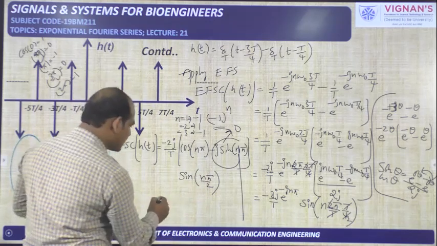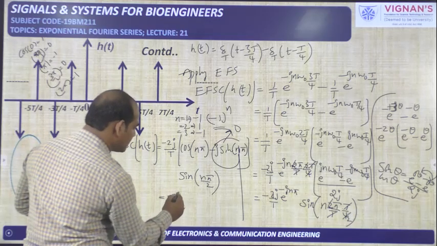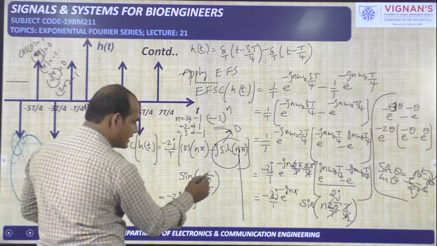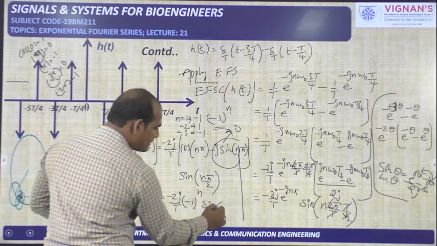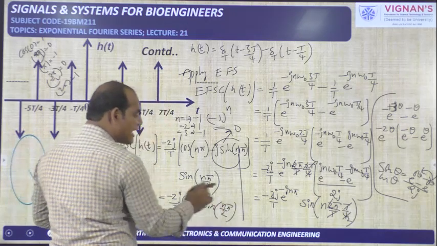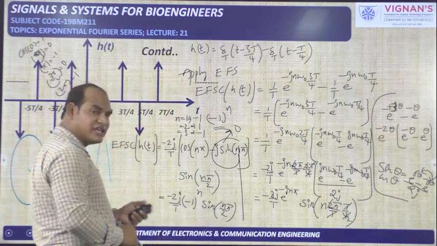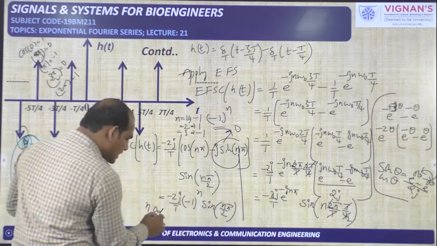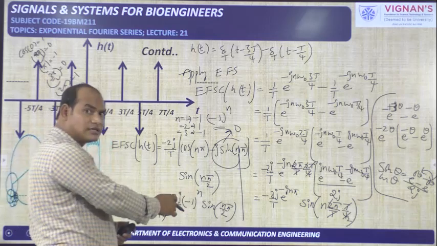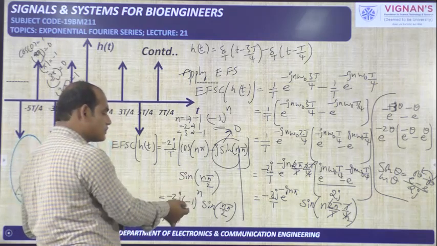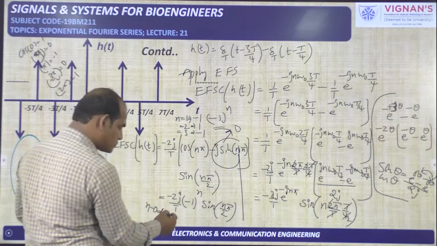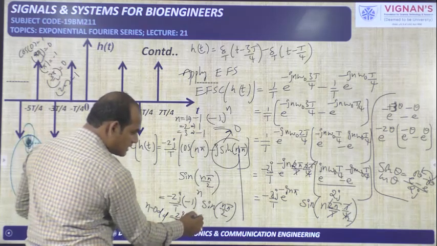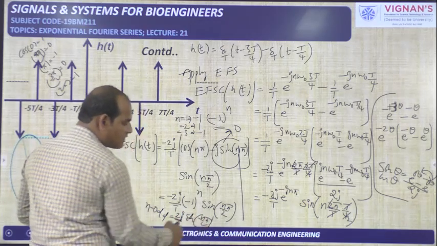Okay. So finally what we got here? Minus 2j by T. This will become minus 1 whole power n, and it is sin n pi by 2. And already I said that n value should be odd. For even, the sin n pi by 2 will become 0. That's why we should take n is odd only. This is the condition. But when you take n is odd, like 1, 3, 5, this will become minus 1 only. So minus into minus will be plus. So simply we can write 2j by T sin n pi by 2. So this is the final answer.